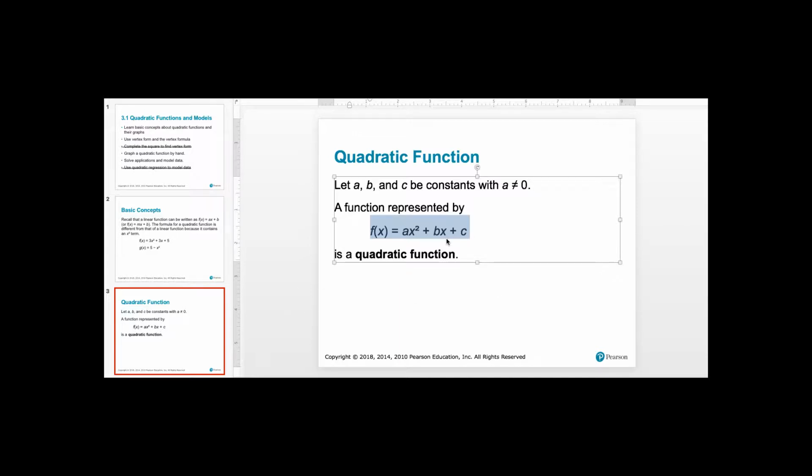Note that if you have a b or a c that's 0, you won't necessarily see those terms, but there is a requirement to have the x squared term in order for it to be a quadratic. So you'll notice that all of the ones that you'll look at today and then the rest of chapter 3 will have the x squared term.